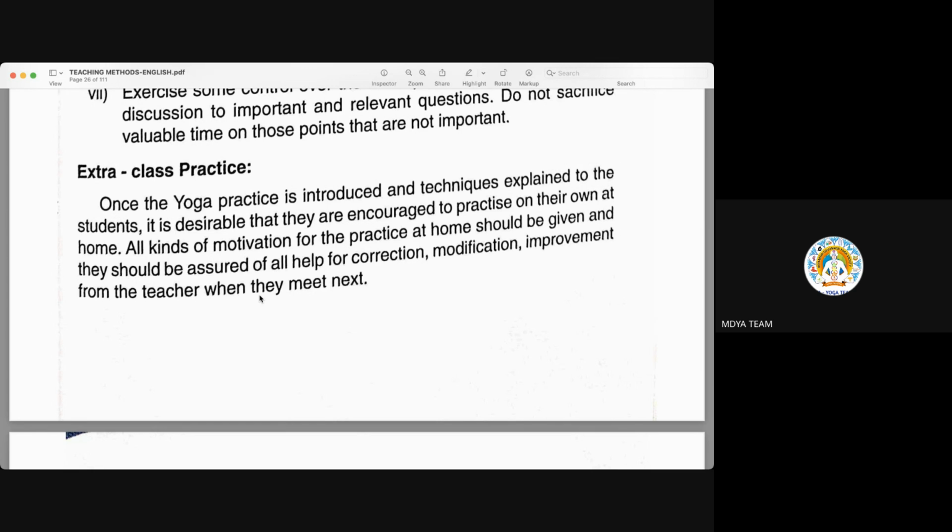Now, all kinds of motivation for the practice at home should be given, and they should be assured of all help for the correction, modification and improvement from the teacher when they meet next. Because in every class, first you have to repeat whatever you taught in the earlier classes, all right, and see what improvement a student is having, or whether there is a need for any correction, modification or improvement. So the teacher should tell them and make them correct.